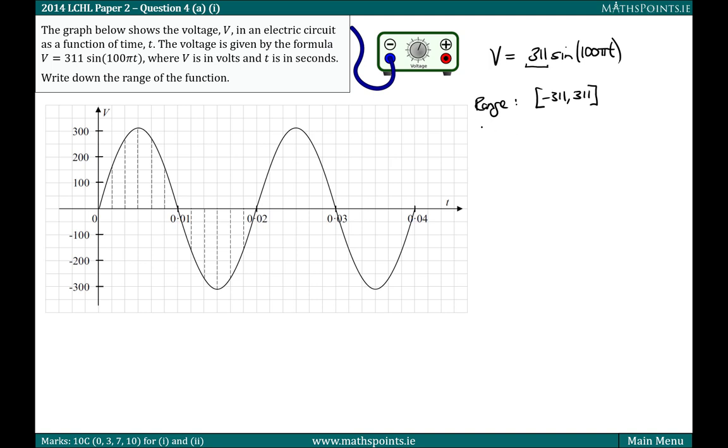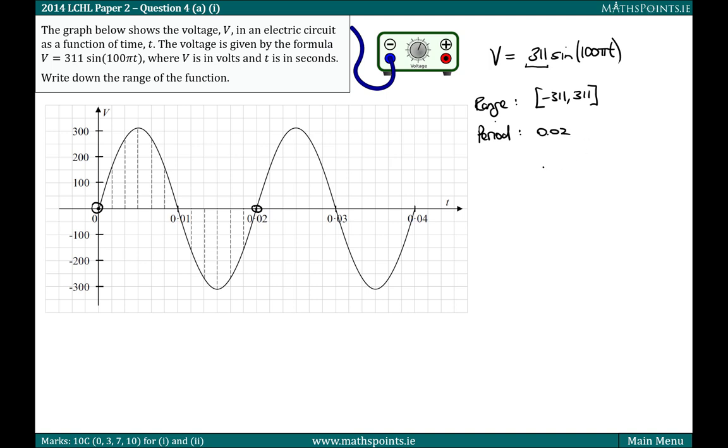And the second thing that I'm interested in is the period. The period is the length of time it takes for the graph to repeat itself. So we start here at 0, it goes up to 311, it comes down to minus 311, and then at 0.02, it's at 0 again and on the way up, increasing its voltage up to 311 again. And it goes on like that forever. Now we can read the period from the graph, clearly the period is 0.02.